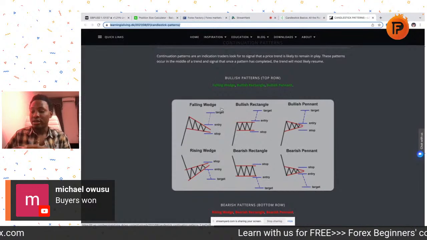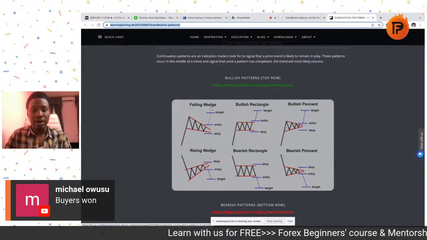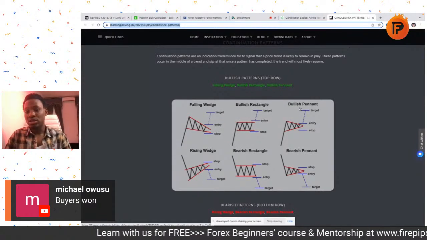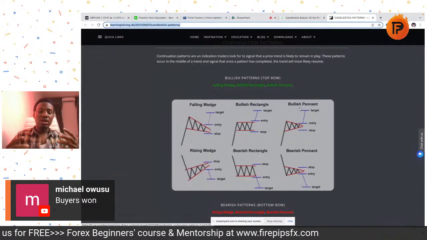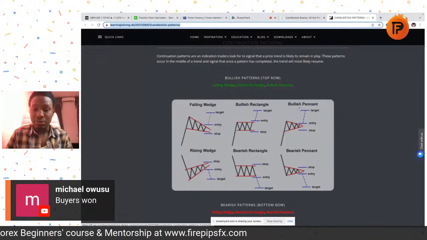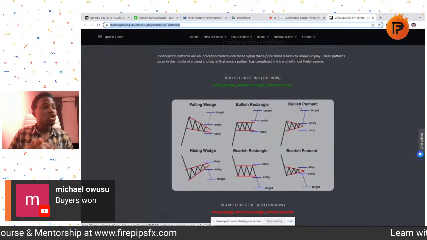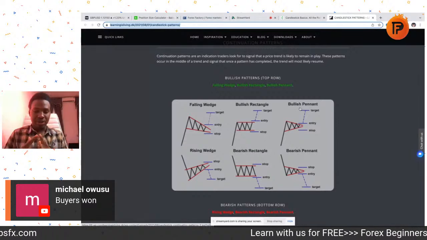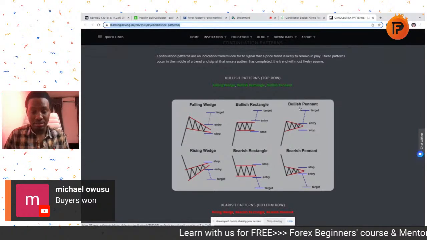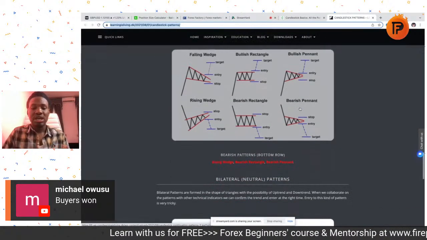But in stages, you know that this is a falling wedge, this is a bullish rectangle, this is a bullish pennant, and on and on. But one thing I want you guys to know is not to complicate this part of your trading. It's not compulsory that you know the names. What you should know is the psychology behind them and how to trade them when you see them. So these are the patterns.